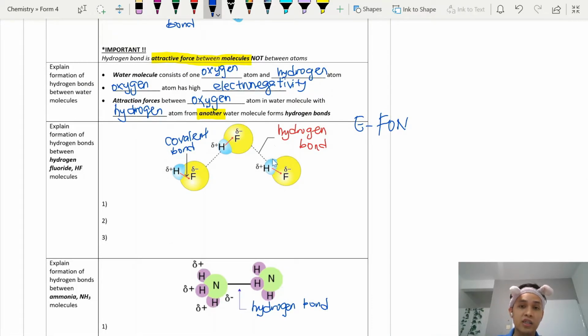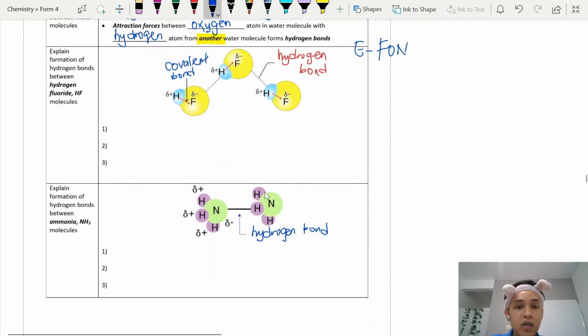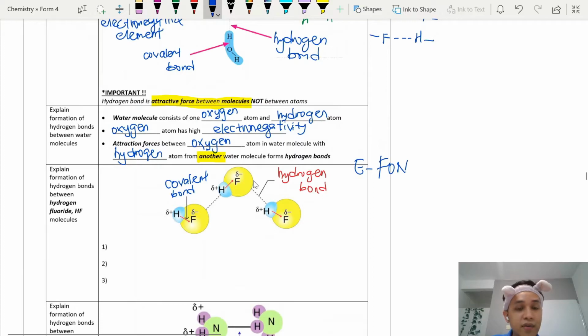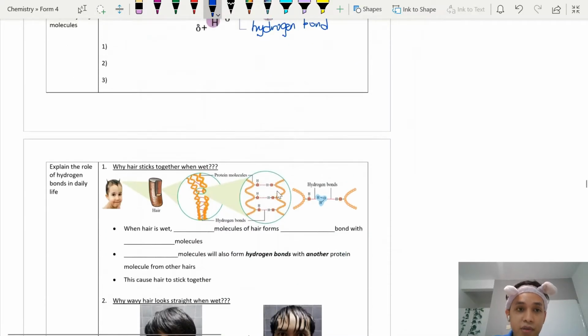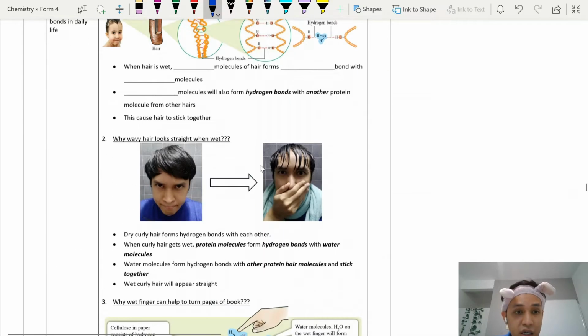It's basically an attractive force between a hydrogen atom, which is positive, and an electronegative element, which is negative. So that is the first part of your hydrogen bond. It's very simple. You're not going to learn very difficult things.